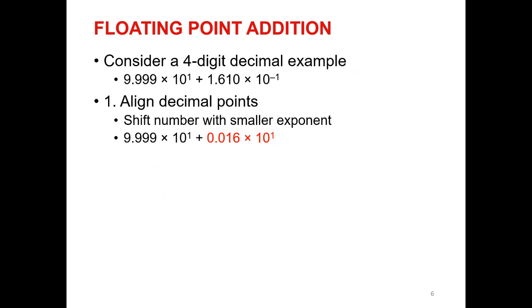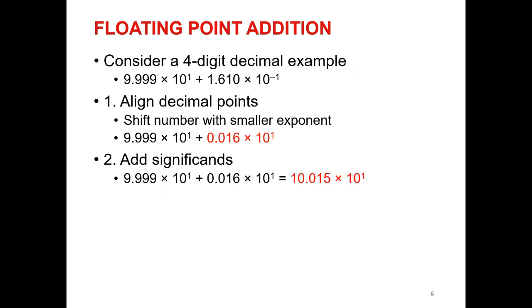We have shifted this number two positions, and we increment the minus 1. One position will be 0, and the second position will be 1. Okay, so this is the first thing we do. We shift the number with a smaller exponent in order to make it match the larger exponent. So now that the two exponents are the same, we add the significands.